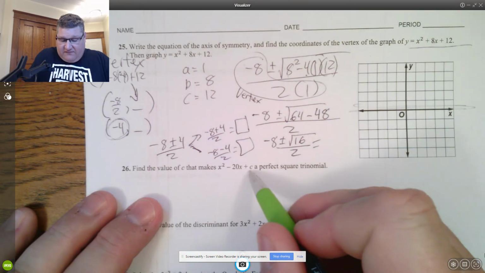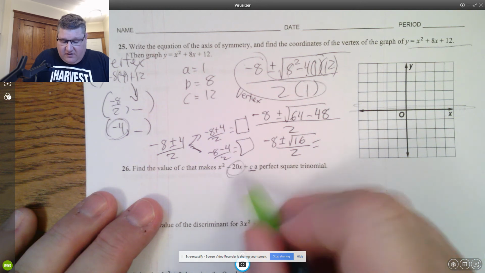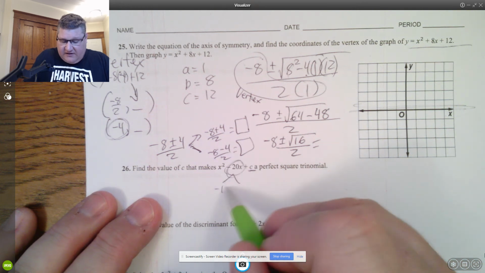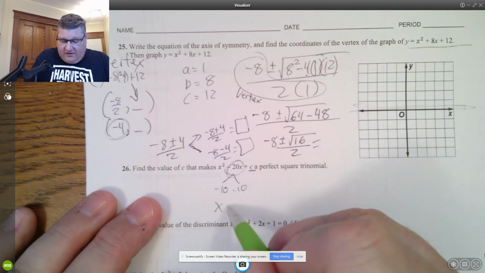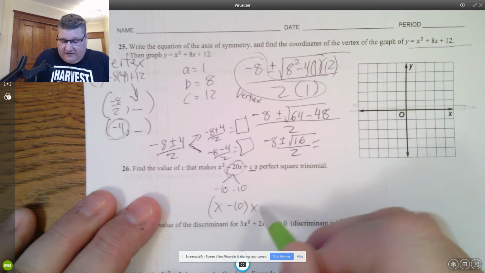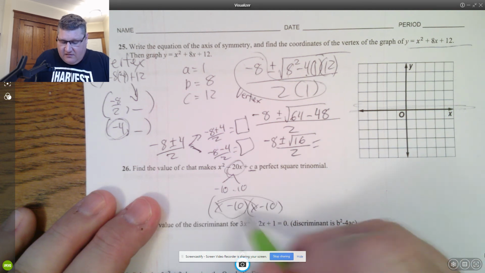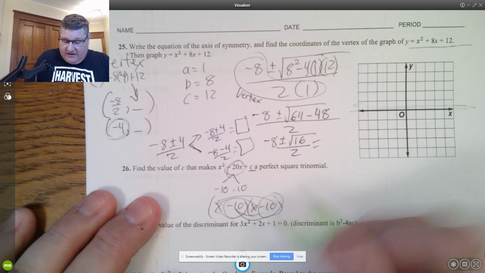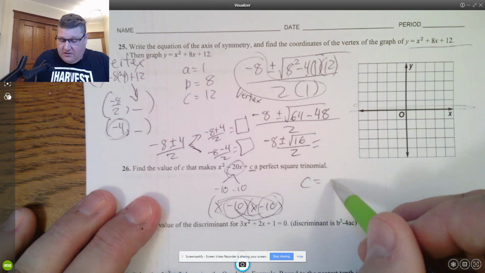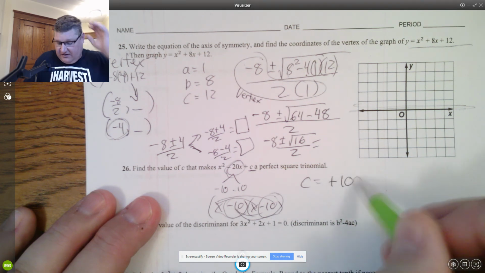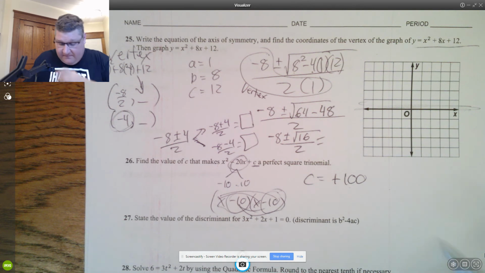Now, how do I find a value for c? I take my 20 and cut it up, negative 10 and negative 10. So I have x minus 10, x minus 10. Well, if I did this, I get negative 10 times negative 10. c is going to equal positive 100 because it's negative 10 times negative 10.